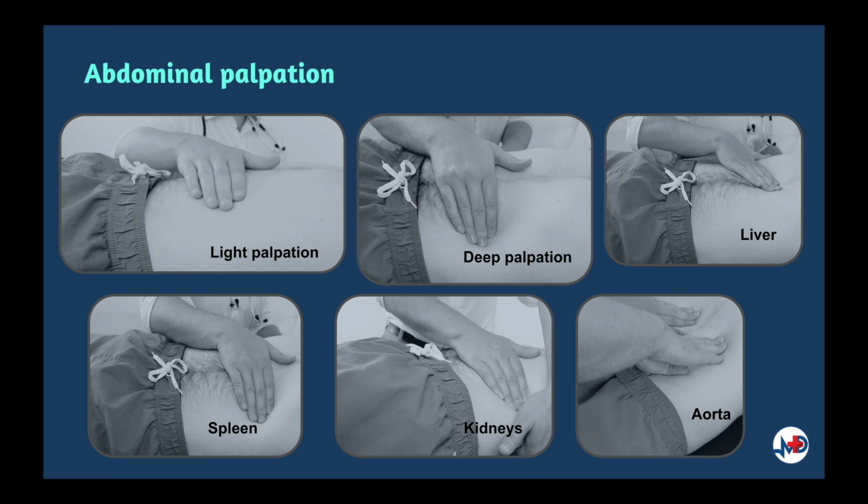So this particular examination is done to look for deep-seated masses, their location, size and shape, consistency, mobility, and pulsatility. If the mass feels pulsatile, it's suggestive of a vascular etiology, such as an abdominal aortic aneurysm.